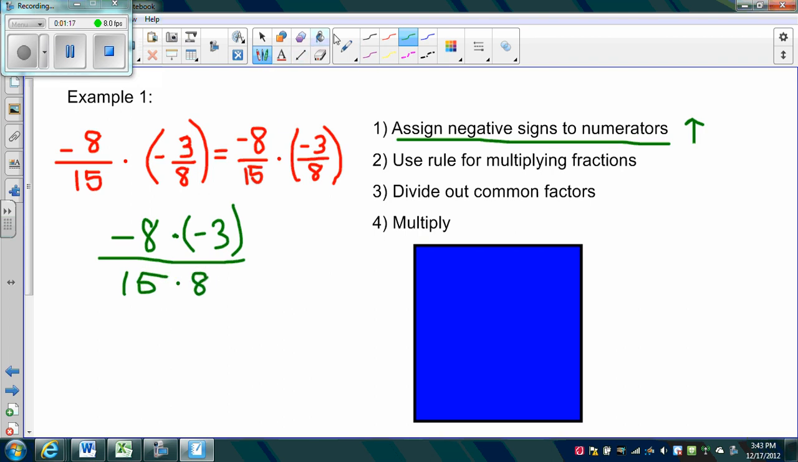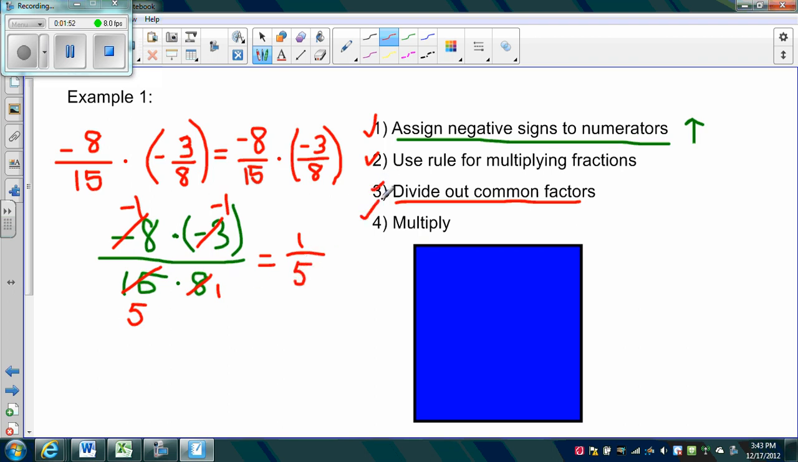Now, the next step, so this is using our assigning. We've used our rules for multiplying, but what we're going to do is we're going to divide out common factors. So in this case, negative 8 and 8 are both divisible by 8. So this becomes a negative 1, and this becomes 1. Also, 15 and negative 3 are both divisible by 3. So we can simplify that and then multiply what's left. So negative 1 times negative 1 becomes positive 1 over 5 times 1, which is 5.